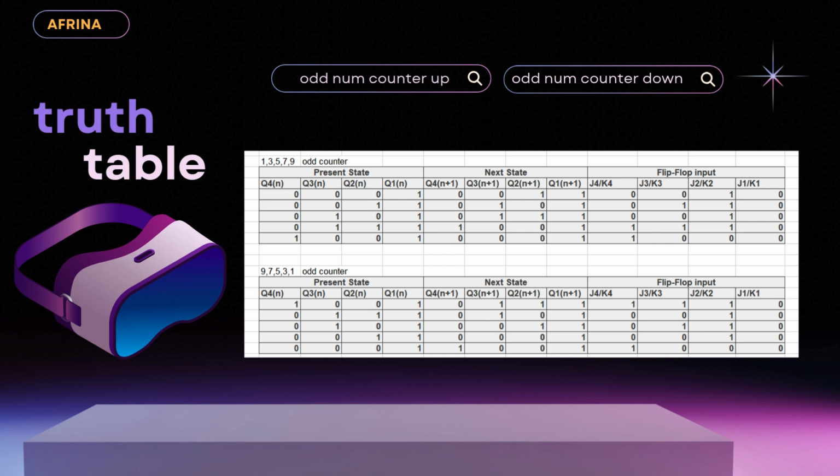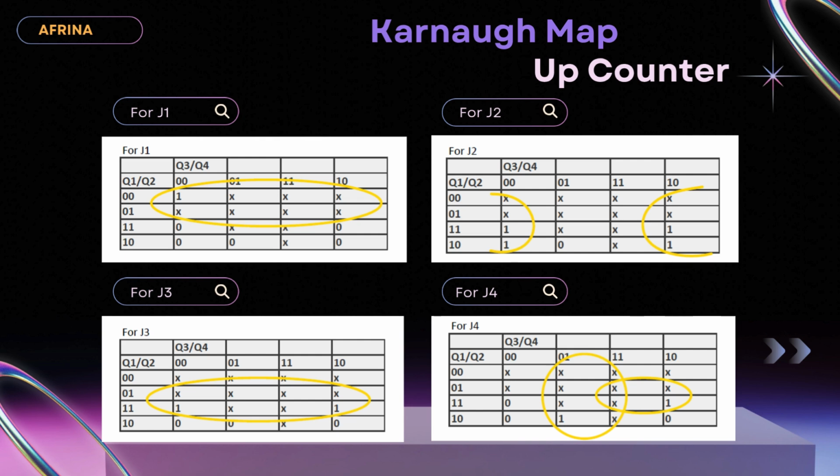When counting up, it goes from 1 to 9. When counting down, it goes from 9 back to 1. Even numbers are skipped. This is the K-map for the up counter.